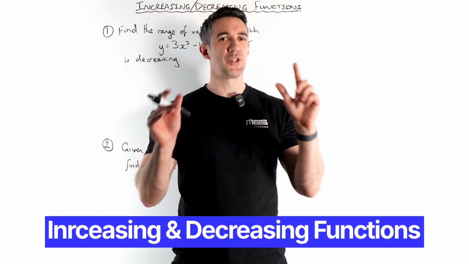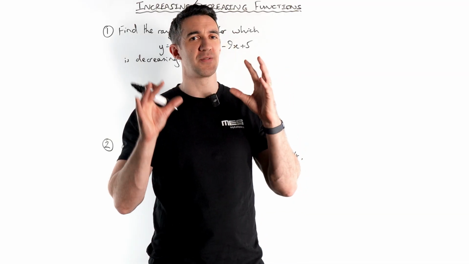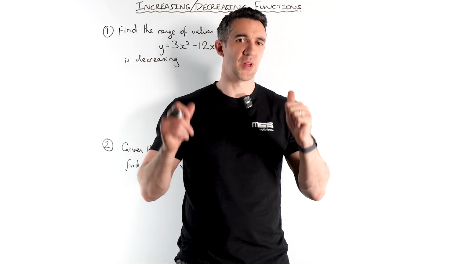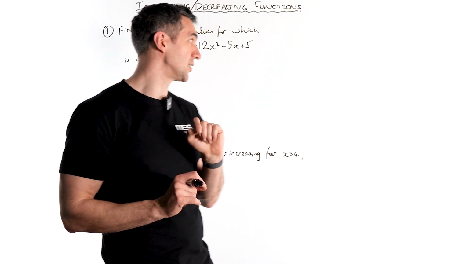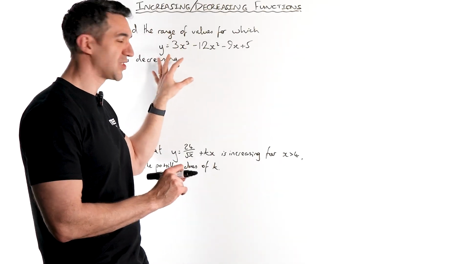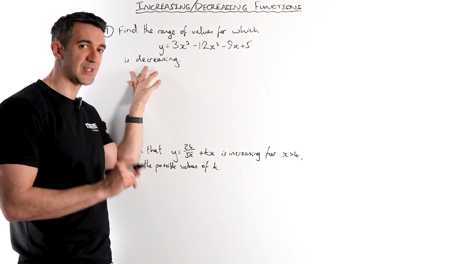Increasing and decreasing functions should be a very straightforward topic, but it's one that students often get themselves in a bit of a muddle about. So let's make sure we understand what we mean and what methods we need to apply to our increasing and decreasing functions. We're going to try and find the range of values for which our cubic equation here, 3x cubed minus 12x squared minus 9x plus 5, is decreasing.